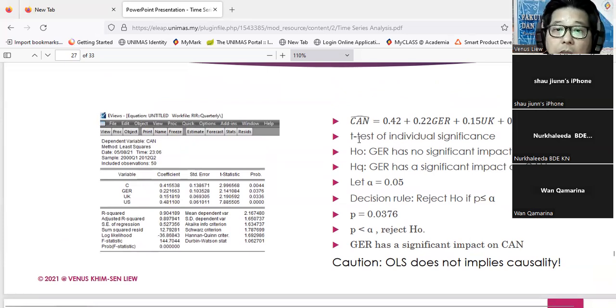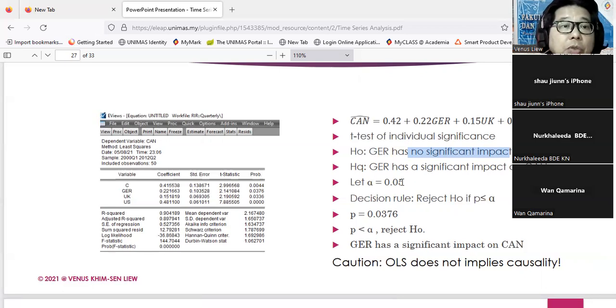Okay, so we call it individual significance. We need to do the t-test. T-test, we have mentioned that in previous discussion. Now we can have the hypothesis: the null says there is no significant impact, and the alternative says there is a significant impact. Let alpha be 1% or 5% or 10%. You are the researcher, you decide how many percent.